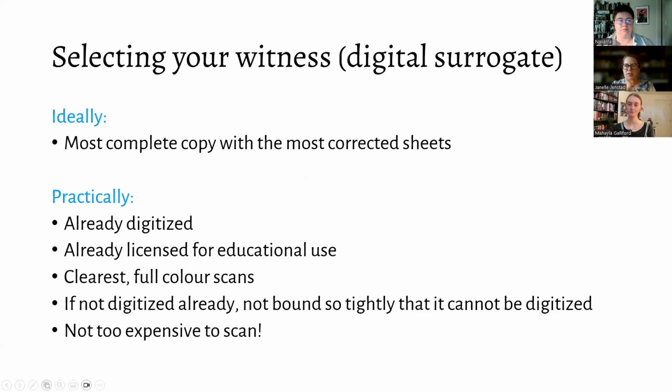And that means you're going to need to spend some time looking for digital surrogates. In an ideal world, you would find the most complete copy with the most corrected sheets, so the fewest stop press errors that needed to be corrected via stop press corrections. In practice, that doesn't really work. When we're scanning the environment for a digital surrogate, we tend to look for ones that are already digitized, because then we don't have to pay for them to be digitized. We might have to pay to use them, but at least we don't have to pay for digitization. We tend to prefer things that are already licensed for educational use, the clearest full color scans. And if things are not digitized already, we're looking for books that are not bound so tightly that they cannot be digitized, and also not too expensive to scan.